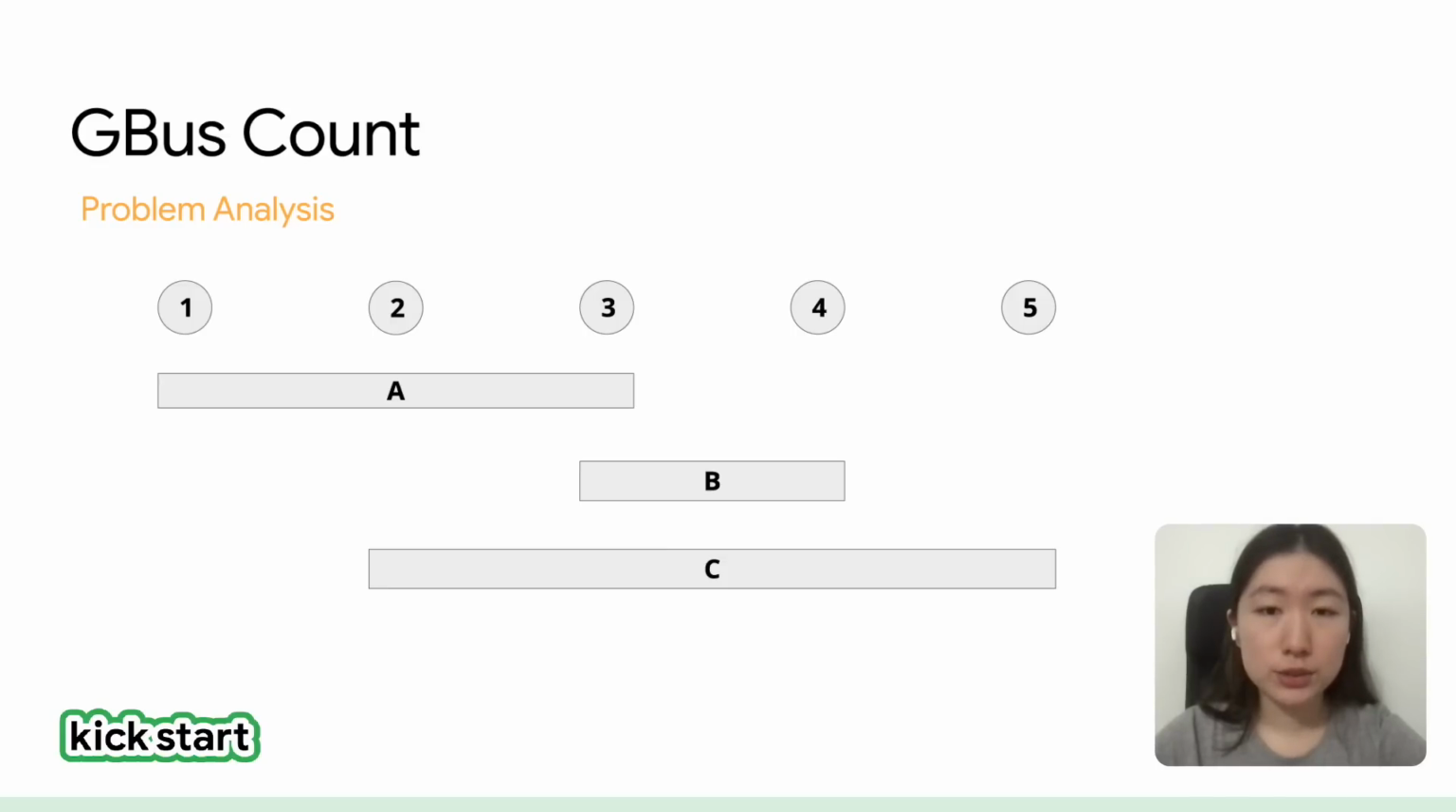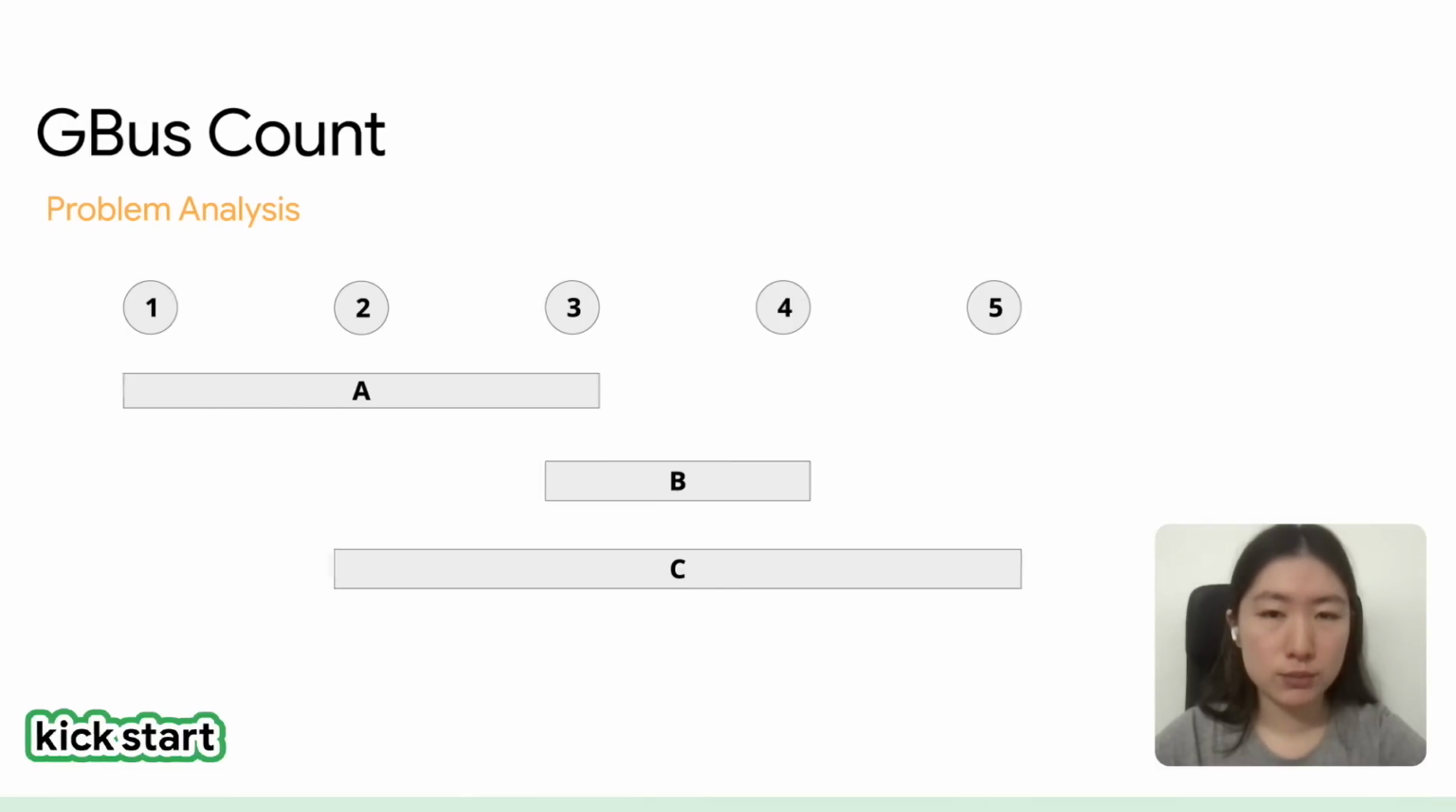Let's try to use a simple example to visualize the problem. On the top, the dots represent the cities in a row. Below them, each line segment represents the serving range of a certain GBus. To simplify the problem, let's first assume that we want to query the number of GBuses for every one of the cities, from left to right.